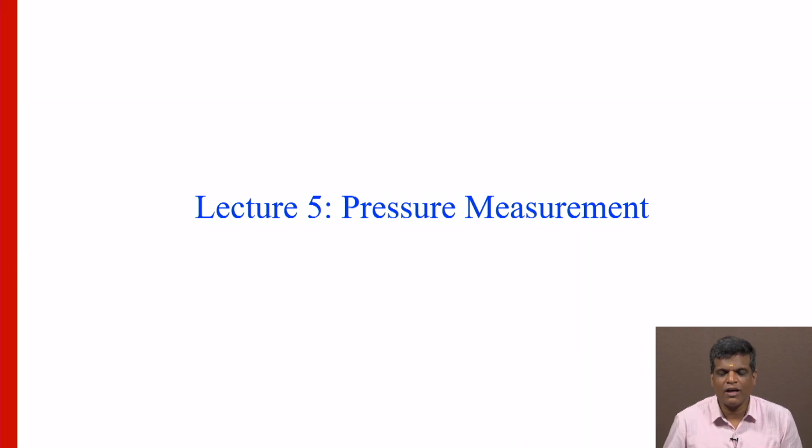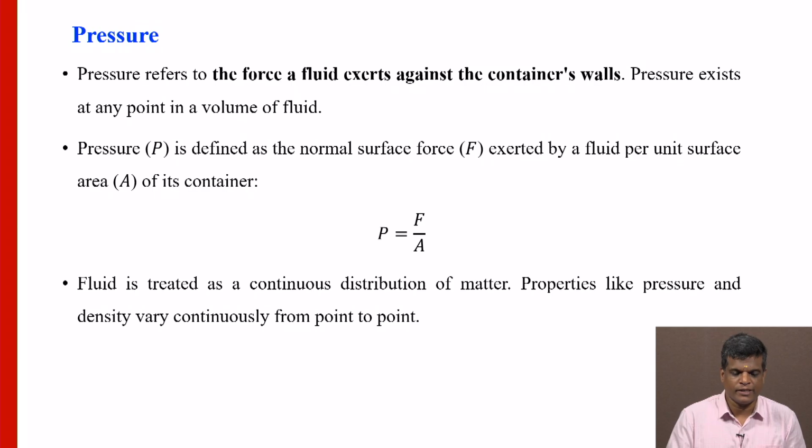So, we discussed last class rotameters, then orifice meter and Venturi meter. All of these come under volumetric flow rate measurement. Today we will discuss pressure measurements. In the previous class we discussed volumetric flow rate measurement, but this class we will go only for pressure measurement. So, what is pressure here?